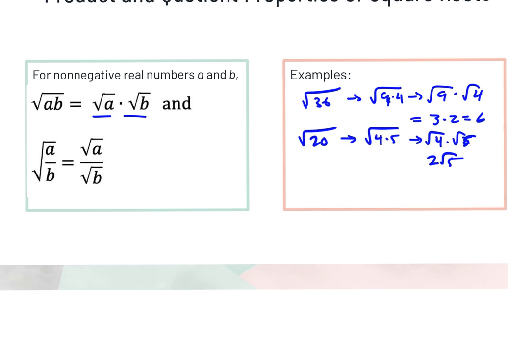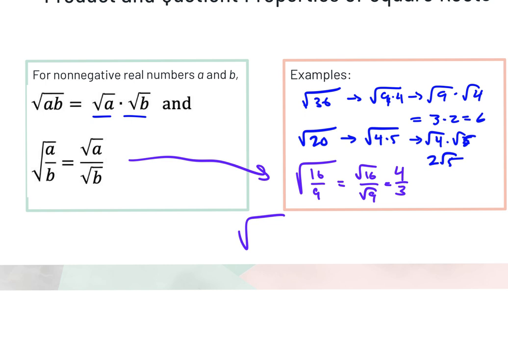Similarly for division, if I've got the square root of 16 over 9, I can split that into the square root of 16 over the square root of 9, so I just get 4 over 3. That's how this one works. Another example is the square root of 7 over 25: square root of 7 on top, square root of 25 on the bottom. That would be my simplified answer.